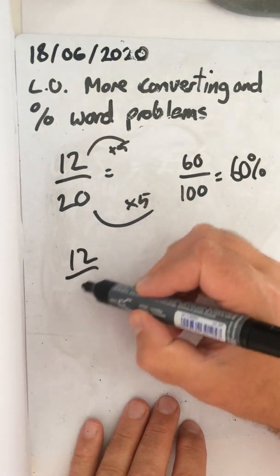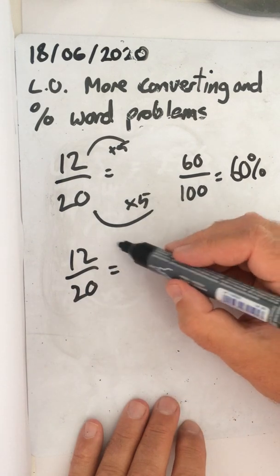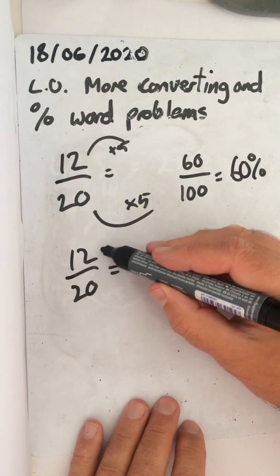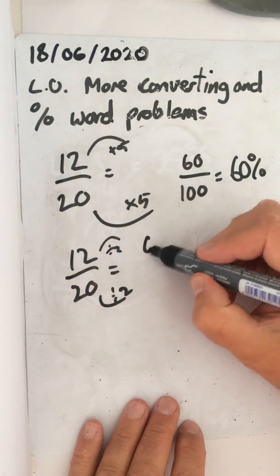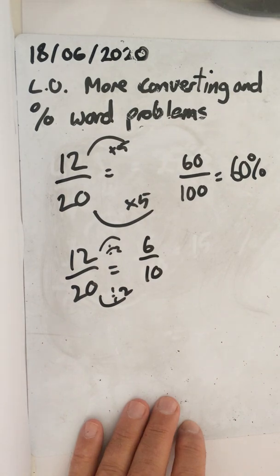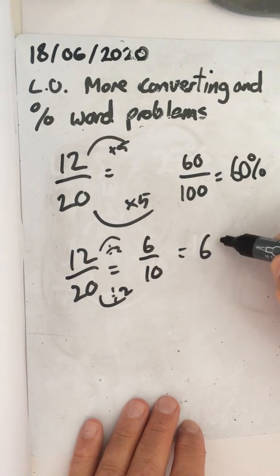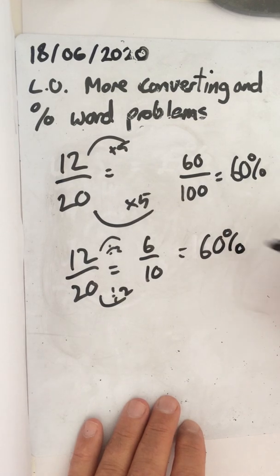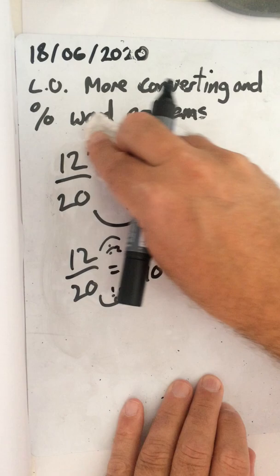On this one as well, I can actually simplify it, can't I? If I was just to simplify that to tenths, I'm going to divide both by 2. So I get 6 over 10. 6 over 10, 1/10 is 10%, 6/10, 60%. Okay, so you can do it either way with some of them.